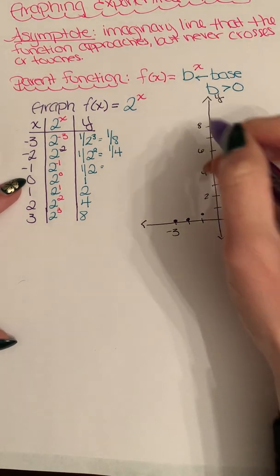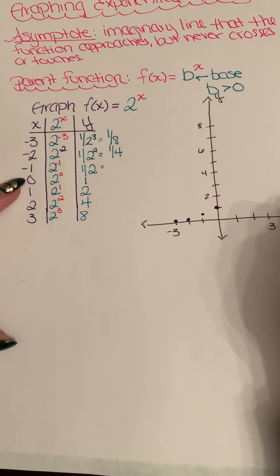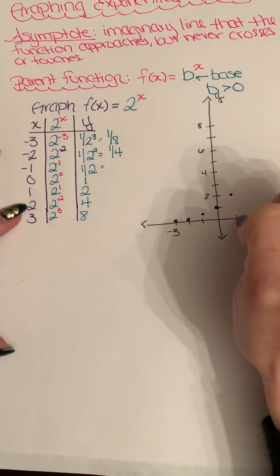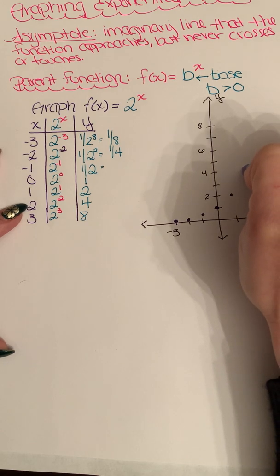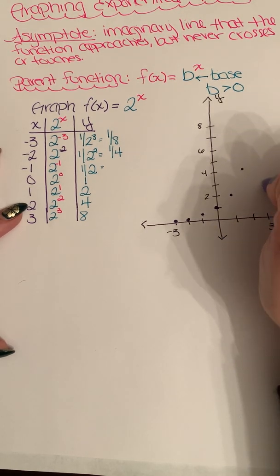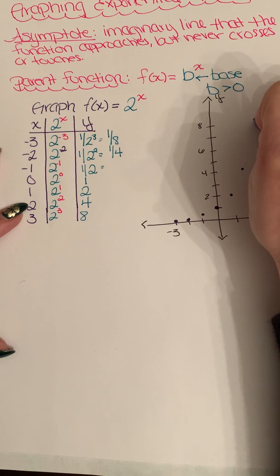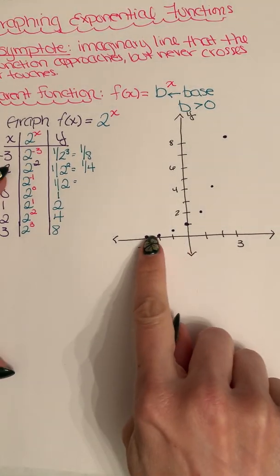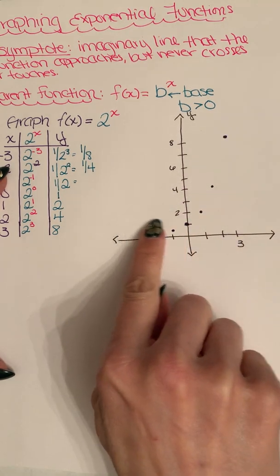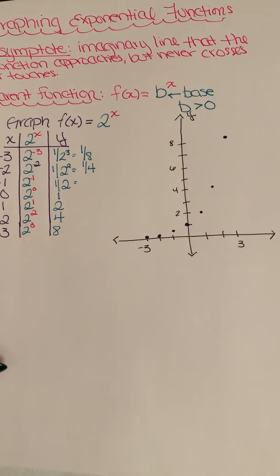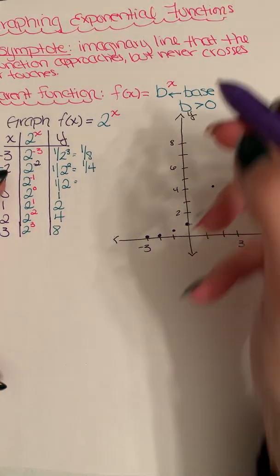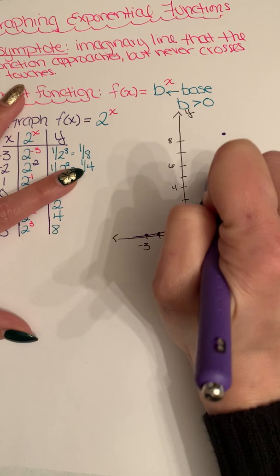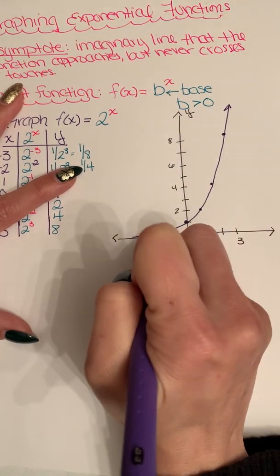At 0, we're at 1. At 1, we're up to 2. At 2, we're up to 4. And 3, we are up to 8. Okay? So if you notice, we have a curve here. Okay? So your graph will look like this.